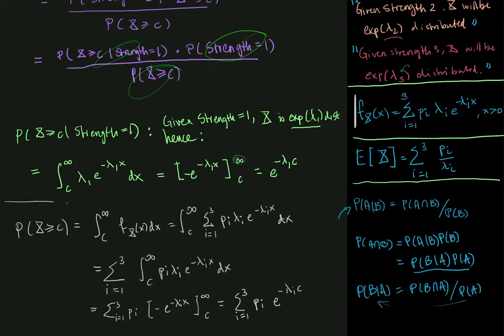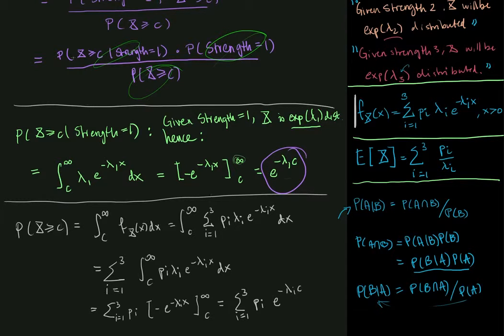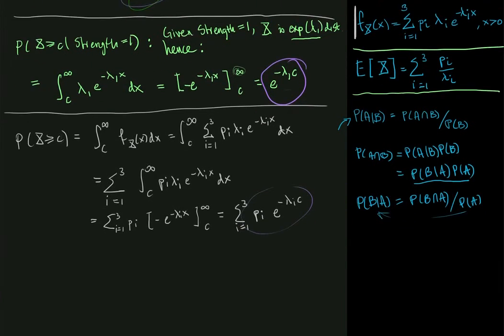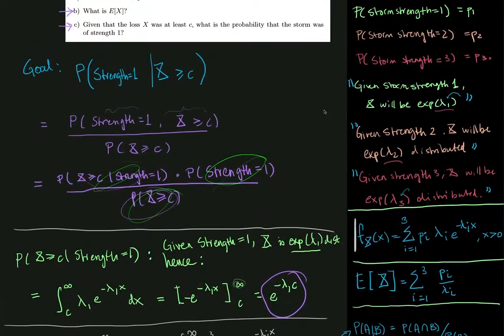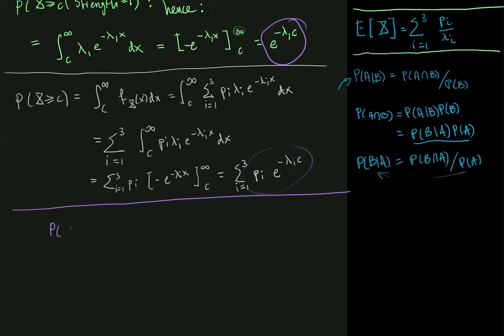So now I have both values that I need for my final expression. So I'm going to plug in the e to the minus lambda 1 c up here in the numerator, and I'm going to plug this thing in down here in the denominator. So all in all, we can conclude that the probability, so what was it we were actually calculating? It was the probability that given we know the loss is at least c, then the strength is equal to 1.